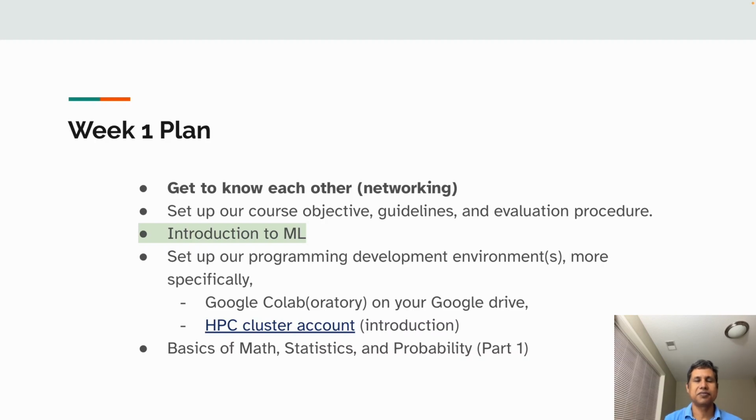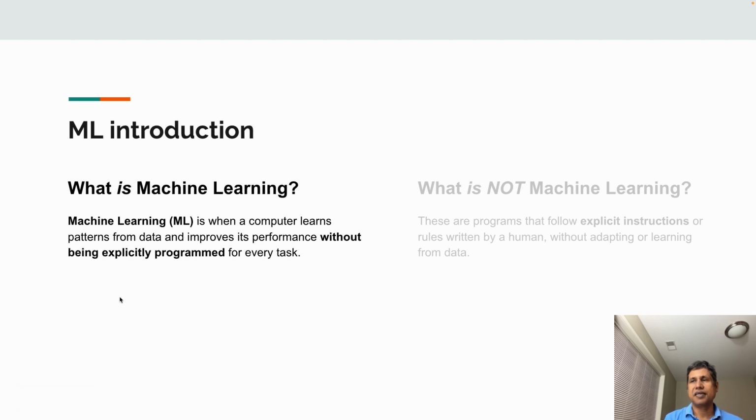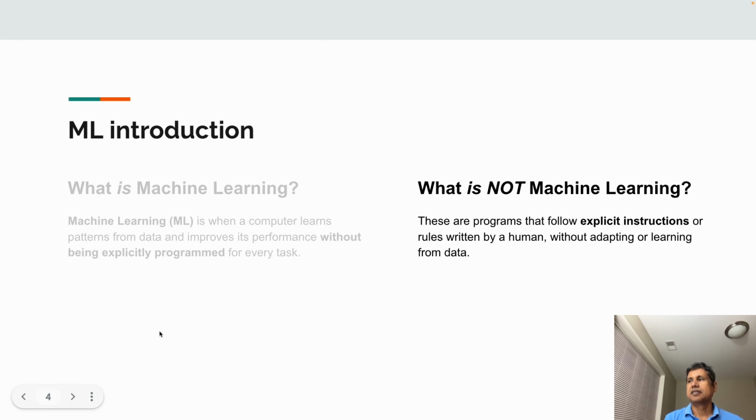Hi, in this part of the lecture, we'll try to understand what is machine learning by comparing it to what is not machine learning. So machine learning is when a computer learns patterns from data and improves its performance without being explicitly programmed for every task. We'll see some examples quickly. On the contrary, there are programs that follow explicit instructions or rules written by a human without adapting or learning from data. And again, we'll see some examples.